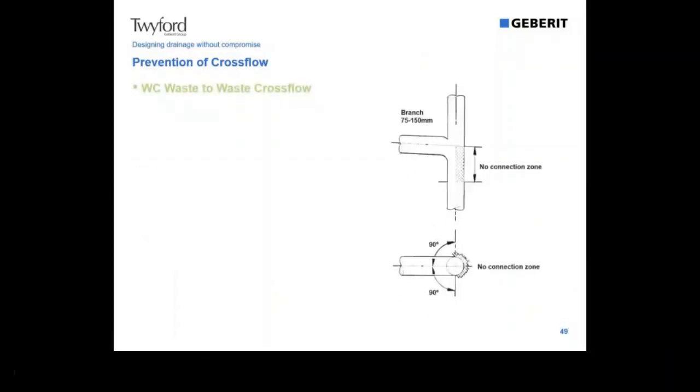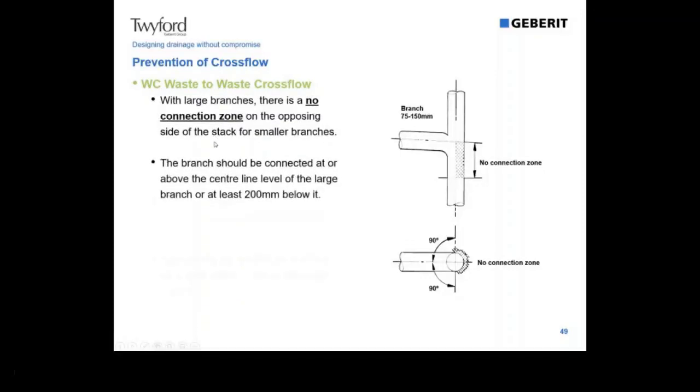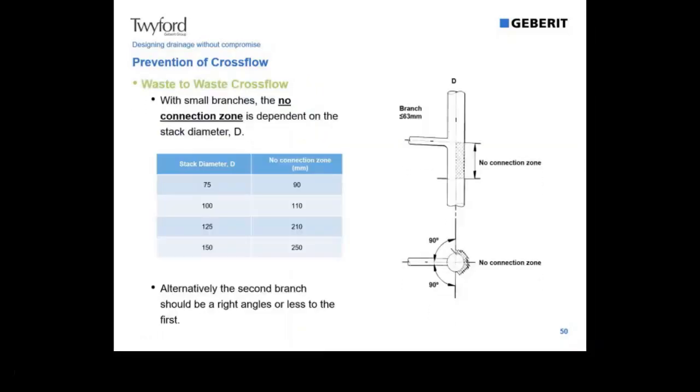So, prevention of crossflow, mentioned this before, to make sure that whatever's coming from the pan isn't ending up straight across in the other person's bath. And this is set out to give a no connection zone within the pipework, to make sure that you must have centers of the pipe equally spaced apart. Guidance for this is given in building regulations, and it will give you the size of the stack diameter and the no connection zone within it, to make sure that you don't have two pipes coming opposite each other.